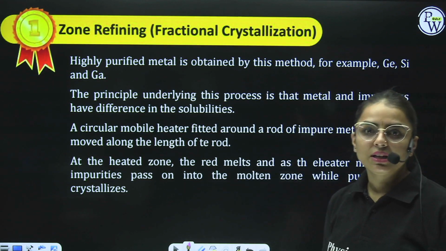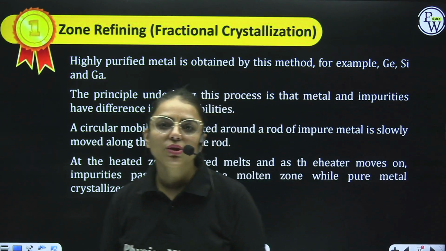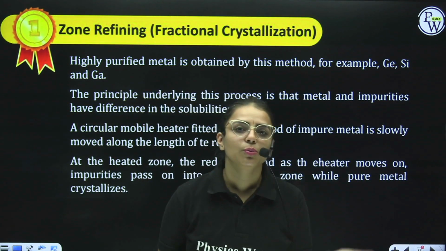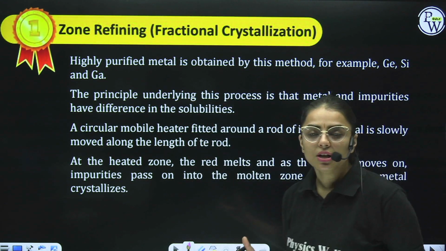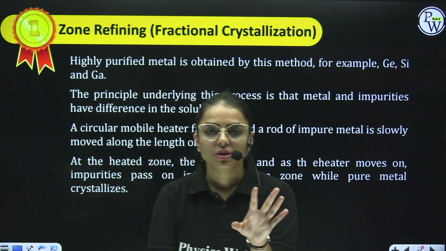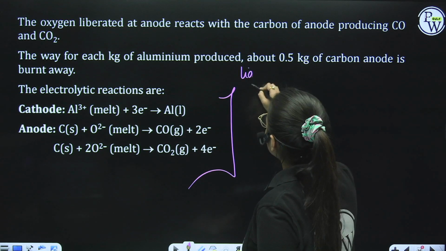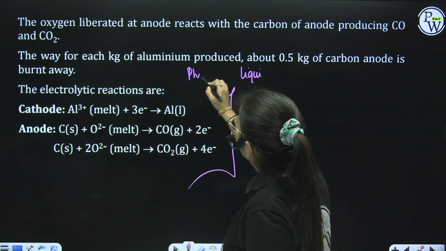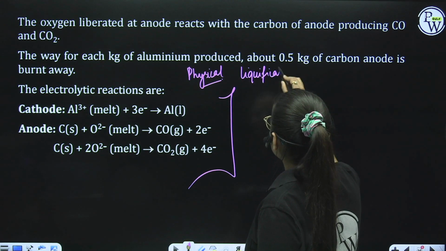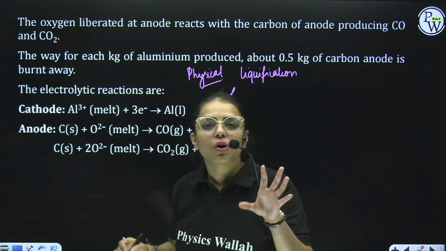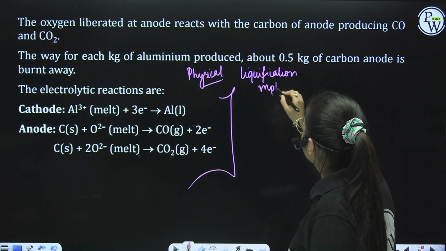Then comes your zone refining method, students. See, refining basically is done, there are types in the physical refining. One is liquefaction, distillation, and then the zone refining. If I talk about liquefaction, let's write over here only. These are the physical methods of refining, okay? If I talk about the liquefaction method, students, in the liquefaction method, the melting point of impurity is more. Remember that. Melting point of impurity is more.